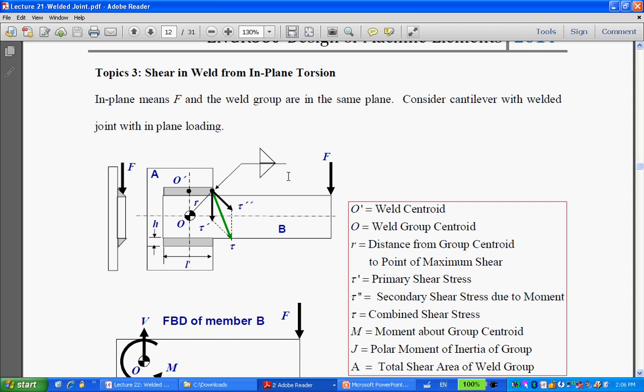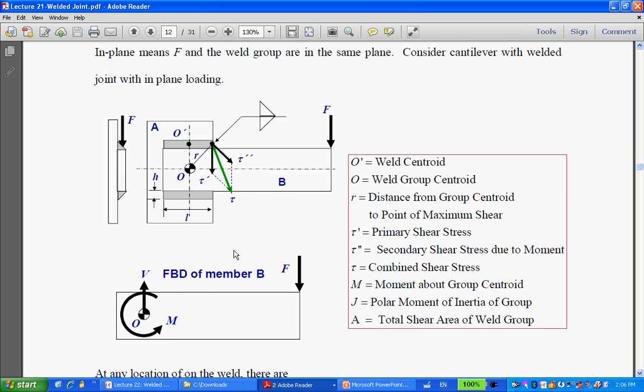F is in the same plane as the weld group. So this is the weld group here, and this is the F here. So F is in the same plane as this. So we call this the in-plane case, right? So when it's in plane, what we need is to figure out the critical location on the weld group.